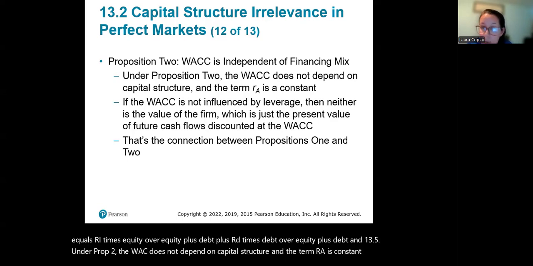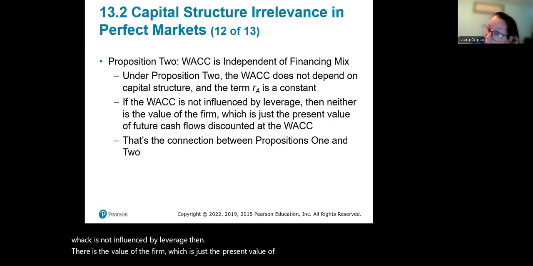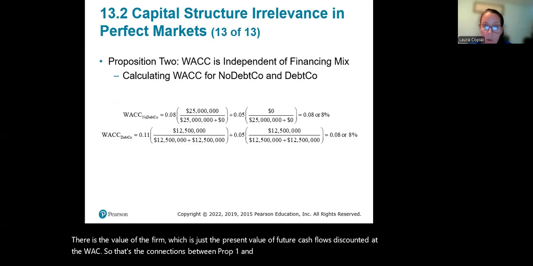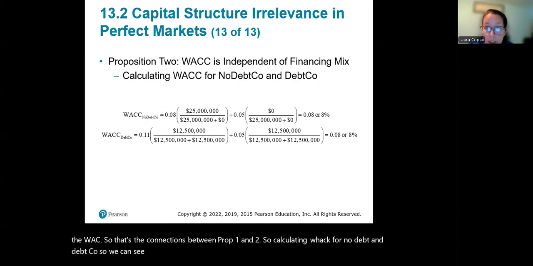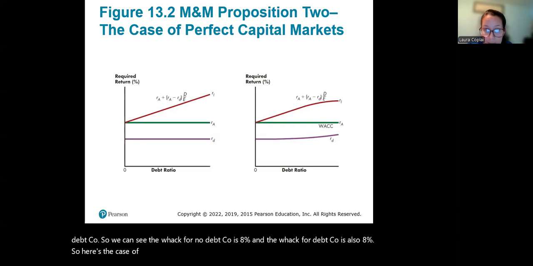If the WACC is not influenced by leverage, then neither is the value of the firm, which is just the present value of future cash flows discounted at the WACC. So that's the connection between Prop 1 and 2. So calculating WACC for NoDebtCo and DebtCo, we can see the WACC for NoDebtCo is 8%, and the WACC for DebtCo is also 8%. So here's the case of perfect capital markets.